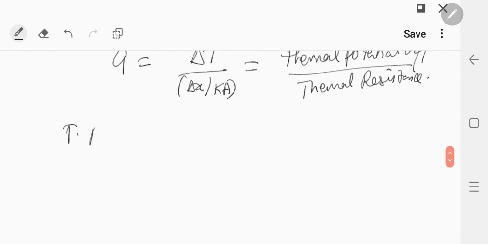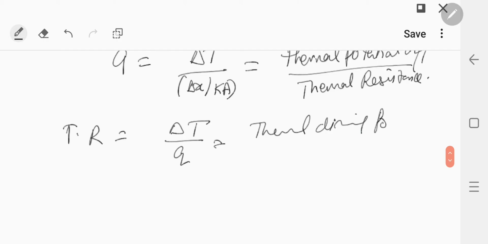Thermal resistance is nothing but the ratio of thermal driving potential, that is delta T, to Q, the thermal heat transfer. That is your thermal resistance. It's exactly the same as electric resistance, that is the ratio of potential difference to the current.